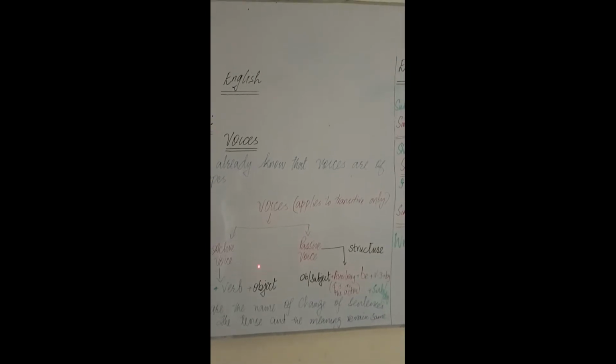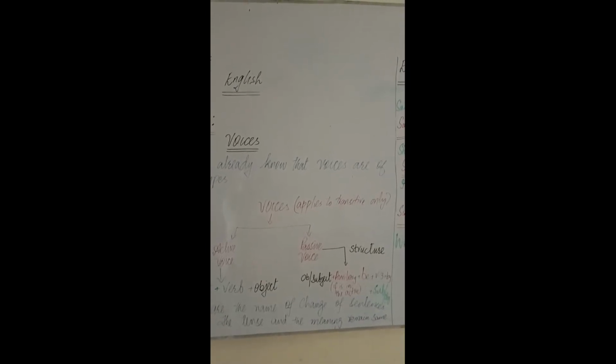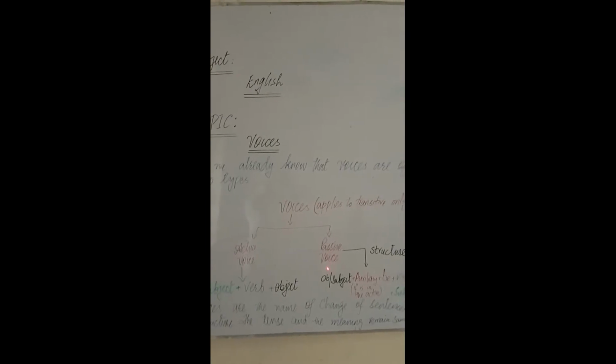The student should know that active voice and passive voice are nothing but names for a change of sentence structure. So what is going to be changed? The structure of the sentence. The tense and the meaning remain the same. Now we come to passive voice. The structure of passive voice is this: the object of the active voice will be converted into the subject of the passive voice. So the object converts into the subject.